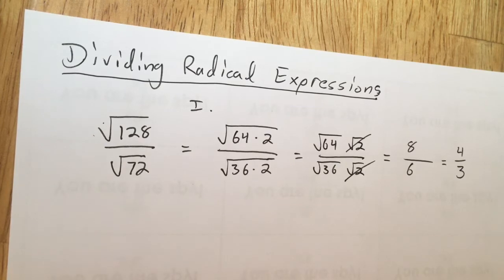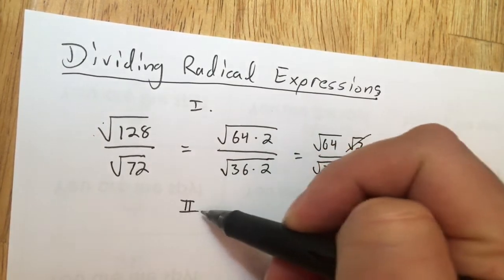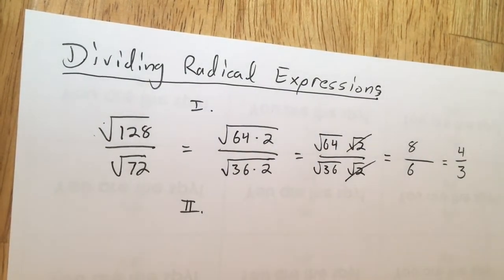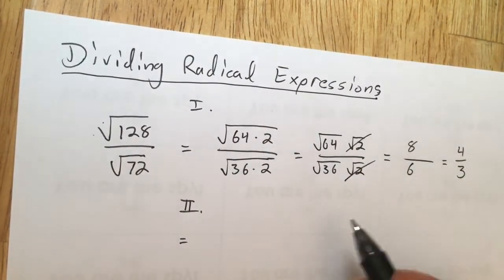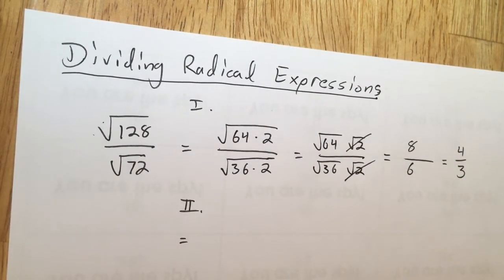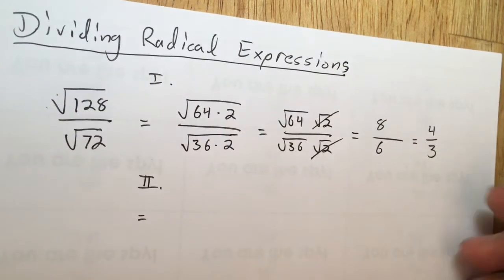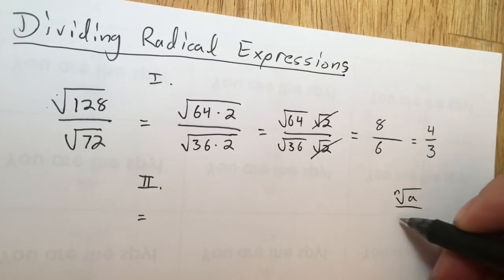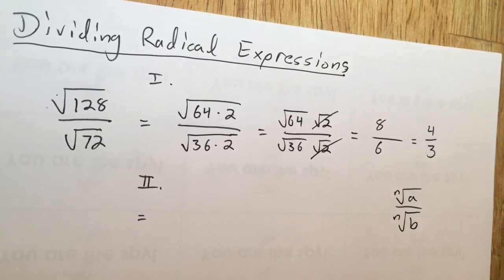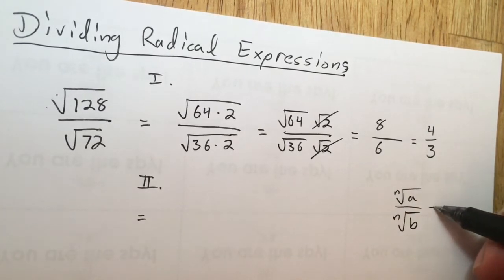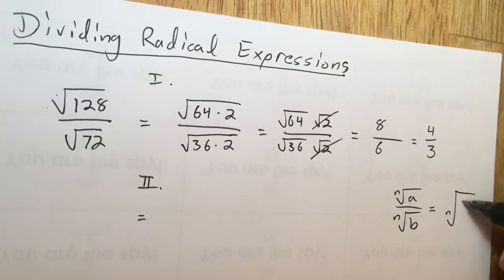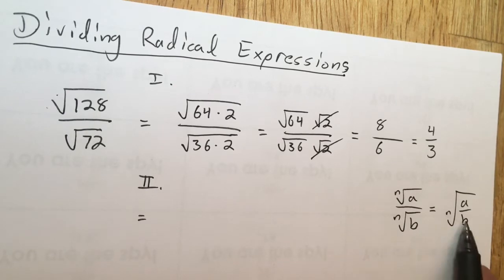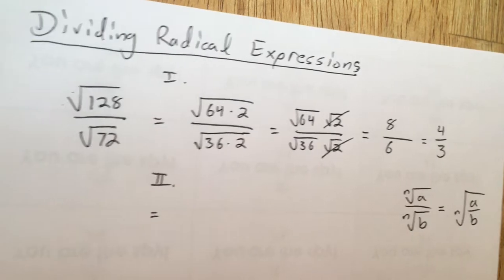That's approach 1. Let me show you approach 2. A different approach to solving this problem would be to use a special property. That is the following: if I have the nth root of a divided by the nth root of b, that's the same thing as the nth root of a over b. These are the same. Okay, so we're going to use that property in this one.